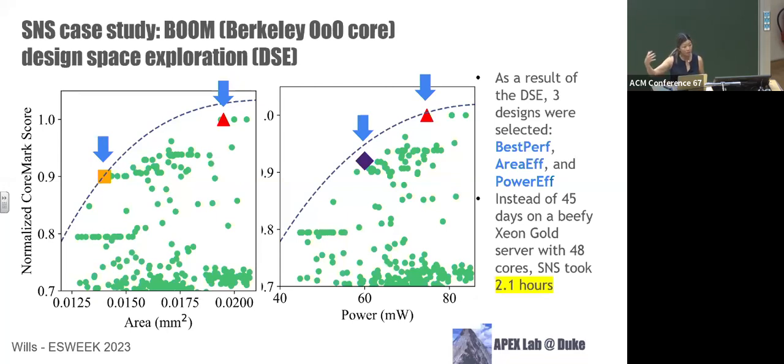And once you did this DSE, let's say you have a handful of designs that you want to explore more and you want to tape out some of them, you can then run the traditional synthesis tool chain through it. And now you only have maybe 3 to 5 designs you have to run through it.